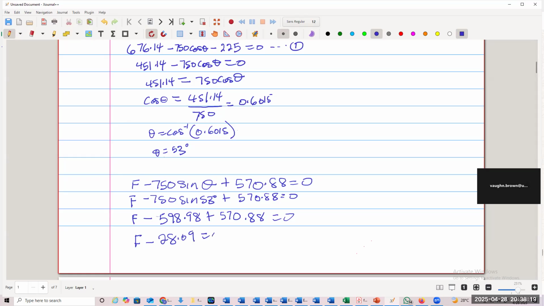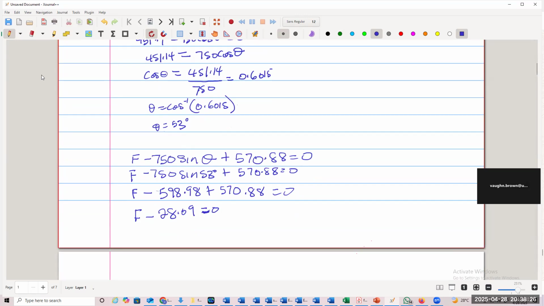0.9. We need to check for substitution, if everything was substituted correctly in the expression. It looks a little bit close. I don't remember what the answer was. Anyway, the F here is saying that if you transpose this, it equals 28.09 newtons. Looks a little bit close, but it's all right. That's what we're getting. And so that is it.